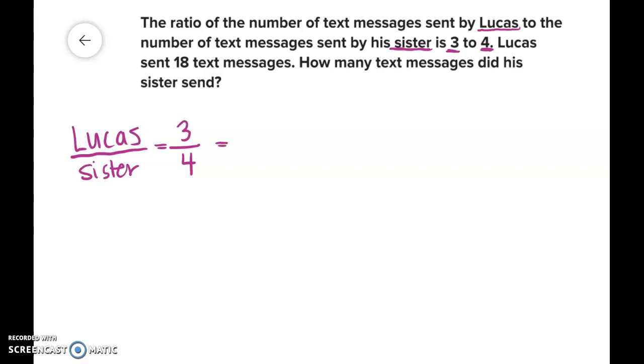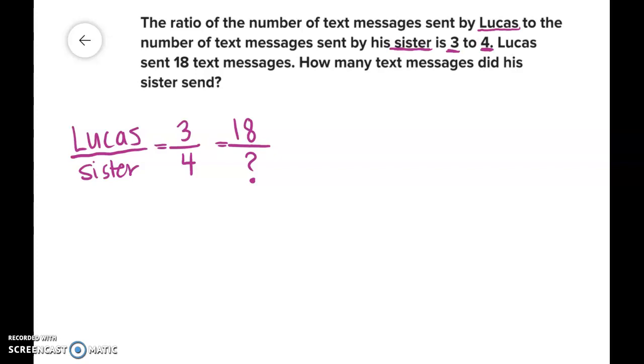Next, we're going to find what they're asking for. So it says, Lucas sent 18 text messages. How many did his sister send? So we're going to set up an equivalent ratio. We know that Lucas gets 18, so that has to go on top next to Lucas. And we're trying to figure out how many did his sister send.